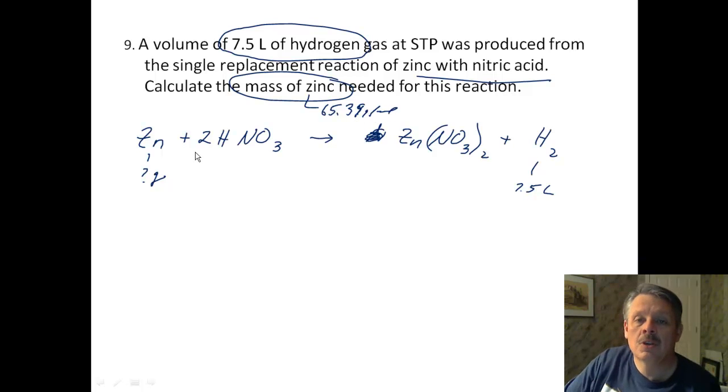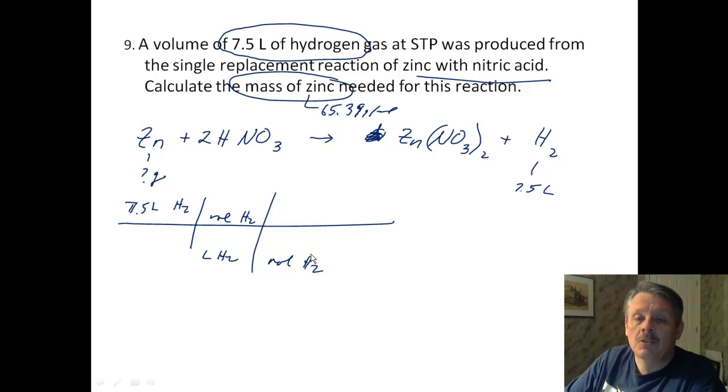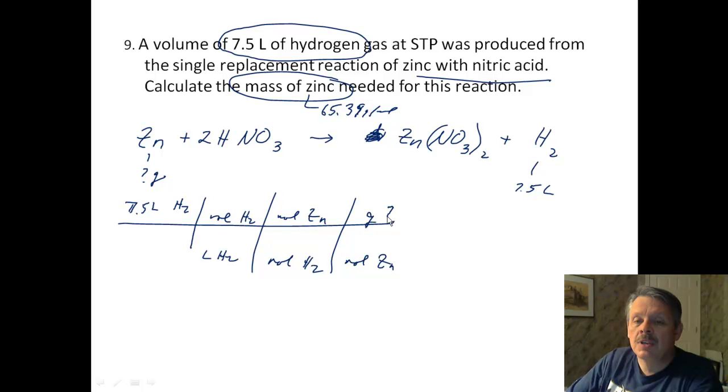Right. So let's go through my math here. I'm starting with 7.5 liters of H2 gas. And I can get rid of liters of H2 gas and go to moles of H2 gas. And then from moles of H2 gas, now I'm making my switch over to the other thing, so I can go to moles of zinc. And then from moles of zinc, I can go to grams of zinc. Right. So every mole of hydrogen gas is 22.4 liters at STP. My relationship of hydrogen gas, which is 1, to zinc, is 1.